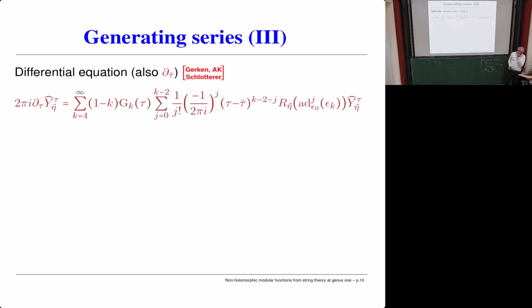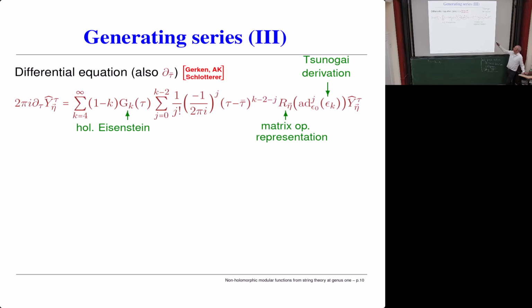Good. So building up to the actual point of the talk, let's talk about the differential equation that this generating series satisfies. So this is the generating series, which depends on tau. If I take the derivative with respect to tau here, I generate something proportional to the generating series itself. There's something acting on it, which I will explain, and there's something multiplying it, which is a holomorphic Eisenstein series. So this is something that will become important in a moment.